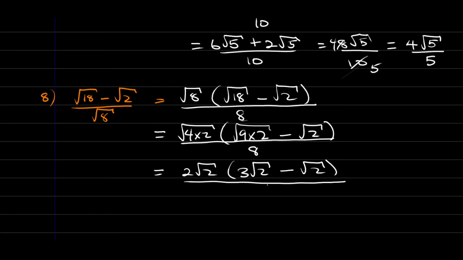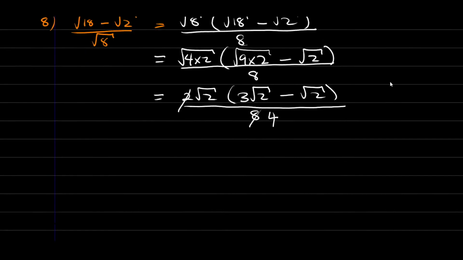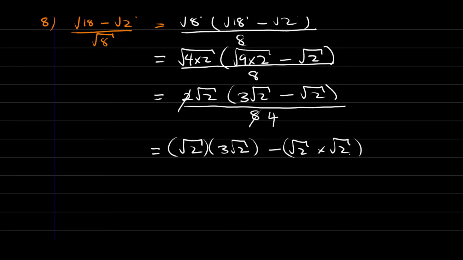And then on the underneath here, I'm just going to have my 8 here again. I'm just going to cancel this 2 with this and leave me with 4, right? So I'll reduce that, and I will have here root of 2 into 3 root of 2. That's what I'm going to multiply by, minus root of 2 by root of 2. And then I'm going to divide that by 4.